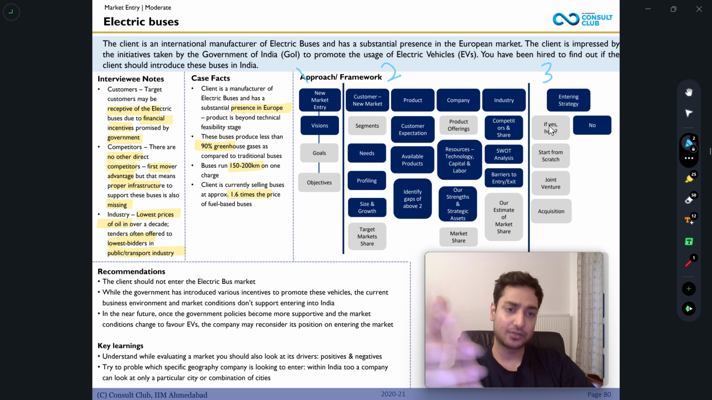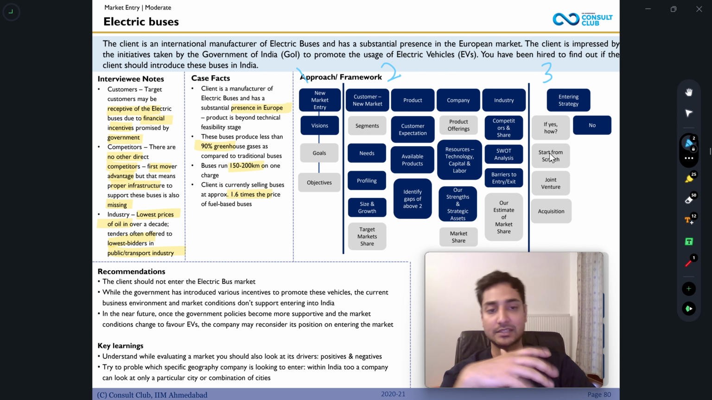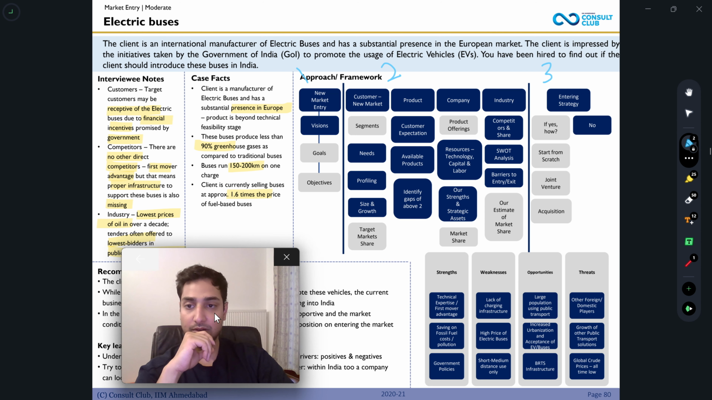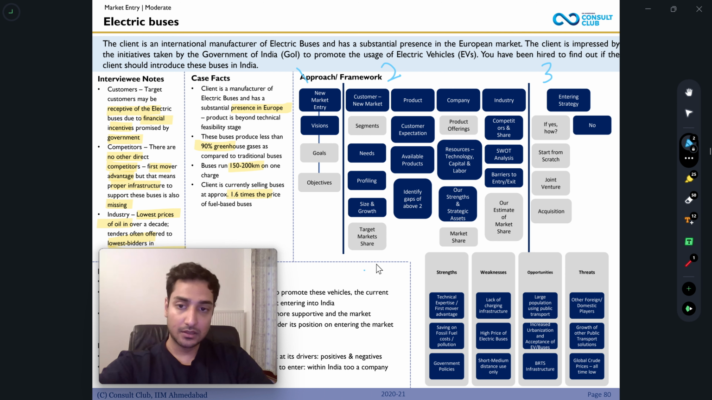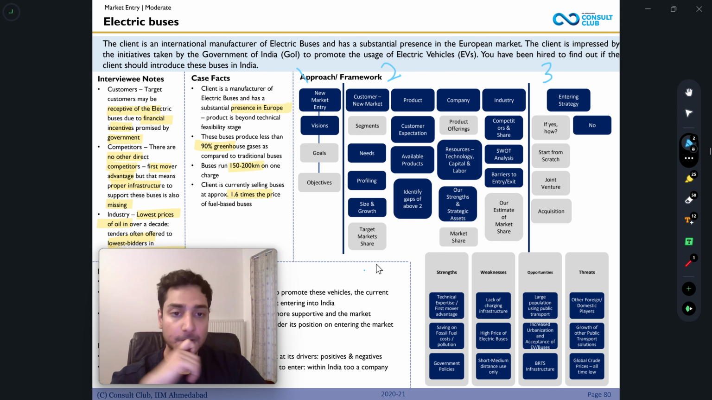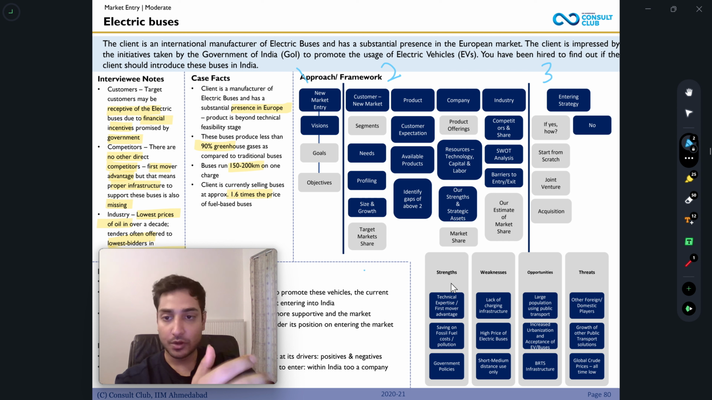But if it had been told that they need to launch, then the candidate would also need to provide a little bit of how and what would be the best way for the company to launch in this new segment. Let's see the SWOT analysis done by the candidate. So, SWOT stands for strengths, weaknesses, opportunities, and threats.